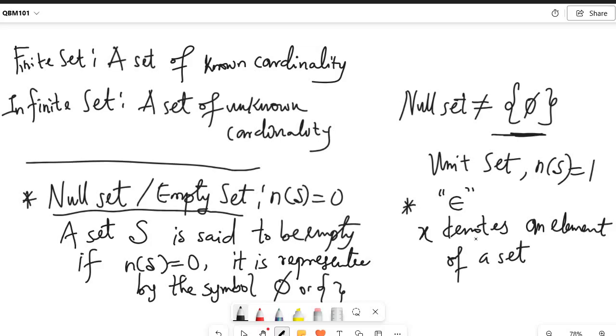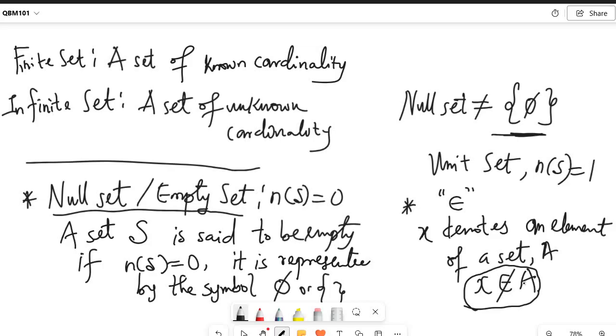So for example, if I say x denotes an element of a set, I can write it this way: x, using this symbol, then set A. Anybody who sees this will understand that x is an element of A. If I slash it, I'm sure you know what that means.